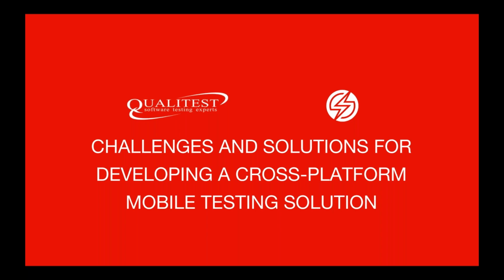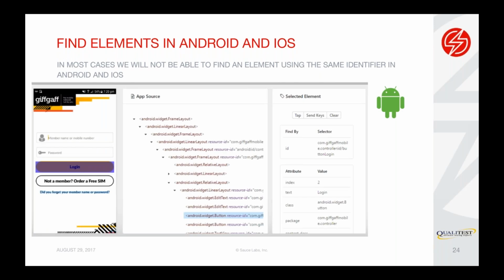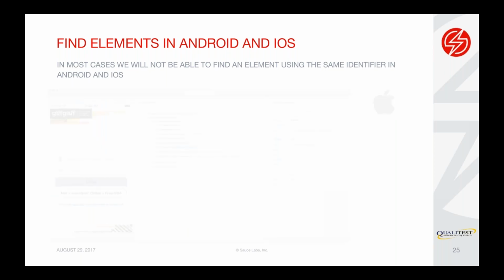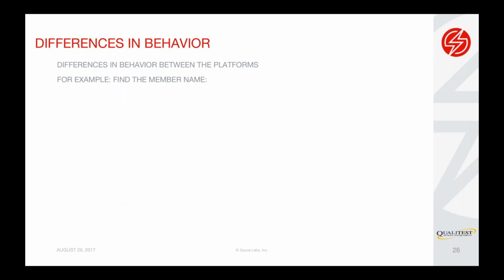Let's discuss two challenges and solutions for developing a cross-platform mobile testing solution. In most cases, we will not be able to find an element using the same identifier in Android and iOS. In Android, you can find elements by resource ID or ID. Here we can find the login element in Android using an ID locator, and we can see the value that we need to use for this locator. And in iOS, we will mostly use the XPath locator. In both platforms, we can use XPath and class name, but they will never be the same in both platforms.